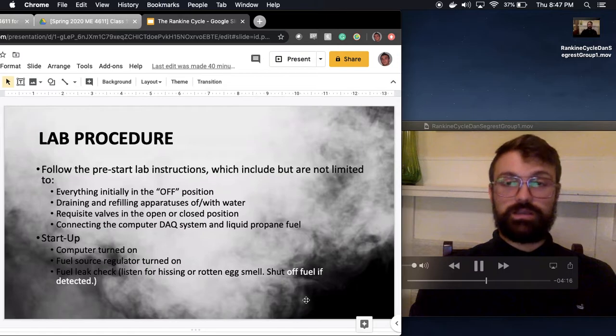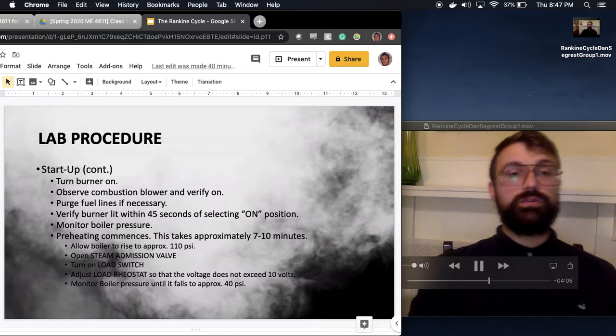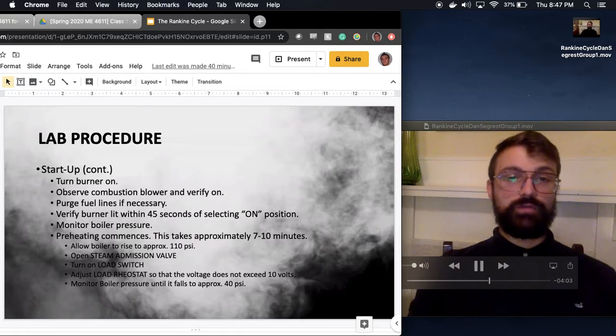So if we hear any hissing sounds or rotten egg smells, we know we have a leak and we need to shut it off immediately. Then we're going to turn the burner on and observe the combustion blower and verify that it's on, purge the fuel lines if we need to, verify that the burner is lit within 45 seconds of selecting the on position, and then we're going to monitor the boiler pressure.